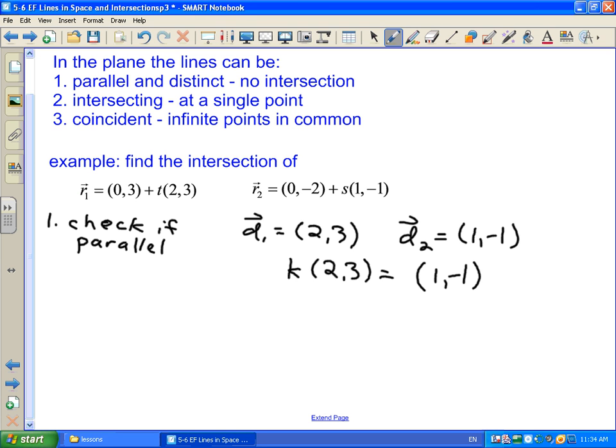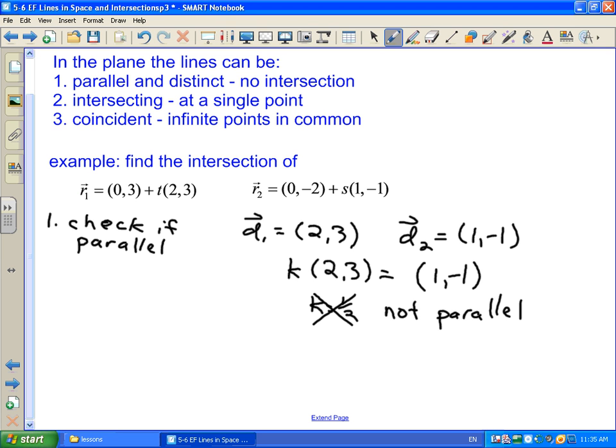Okay? And we can see by looking at this that this is not going to work. If k was 1/2, 1/2 times 2 would get me my x component of 1, but 1/2 times 3 isn't going to get me negative 1, so this is not going to work. So these two things are not parallel. And if these are not parallel, and we're working with two-dimensional lines, then we're on to case 2 here. These have to intersect at a single point.